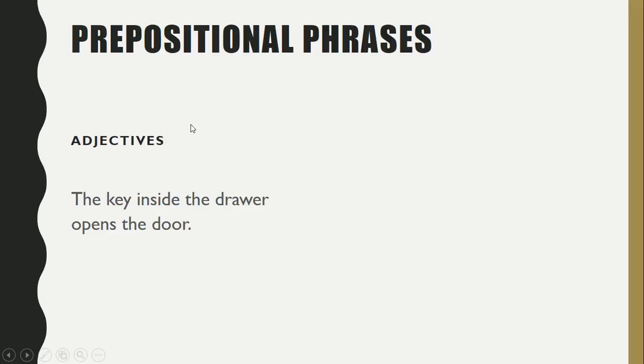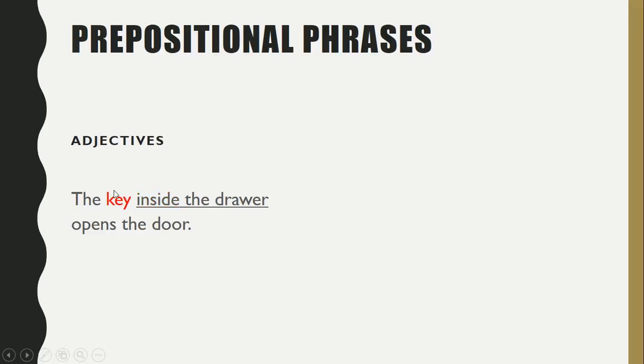So prepositional phrases can be adjectives. Adjectives describe nouns and pronouns. The key inside the drawer opens the door. What is the prepositional phrase in this sentence? The key inside the drawer opens the door. The prepositional phrase is inside the drawer. And one way to test to see if we have the prepositional phrase, we can take it out. Usually we can take them out of a sentence. The key opens the door. Yeah, that makes sense. So we know that we've probably identified a modifier.